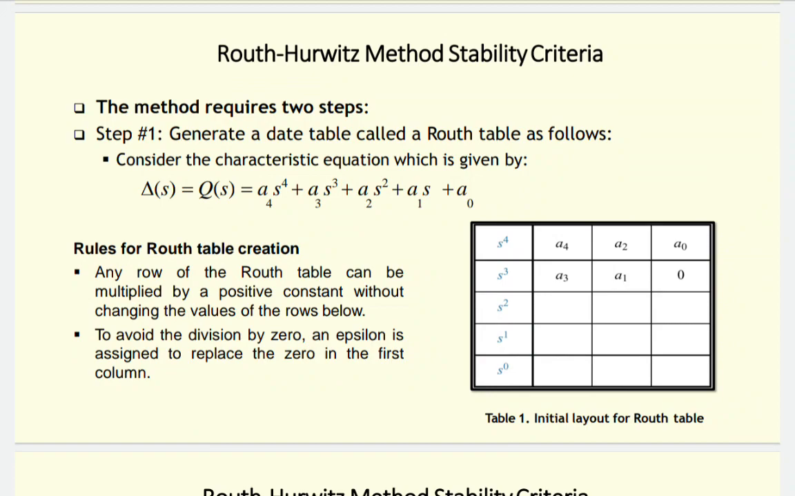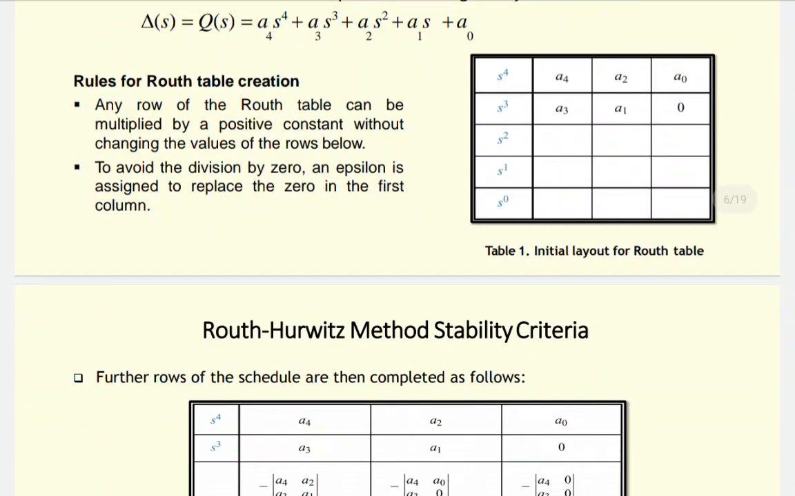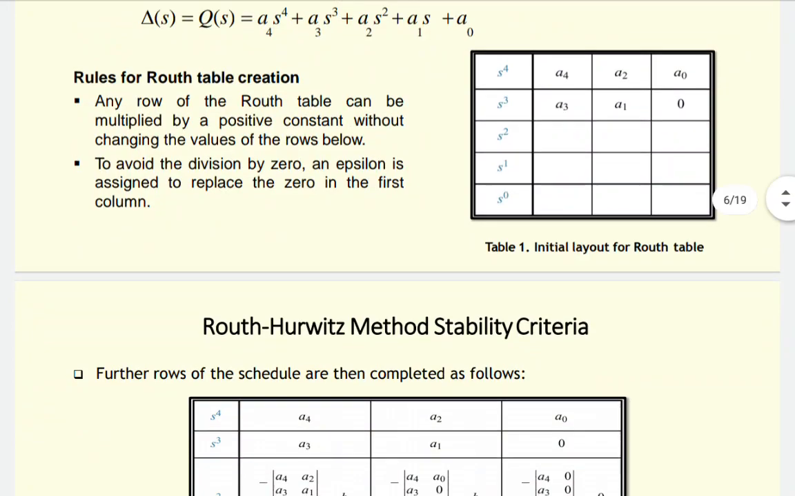So the rules for Routh table creation are: any row of the Routh table can be multiplied by a positive constant without changing the values of the rows below. To avoid division by 0, an epsilon is assigned to replace the 0 in the first column. So this is the problem analysis, and after doing lots of problems, the key things with respect to RH criteria should be very clear to you, because RH criteria is highly essential when you sketch a root-locus graph. When the root-locus intersects the imaginary axis, you should take help from the concept of RH criteria.